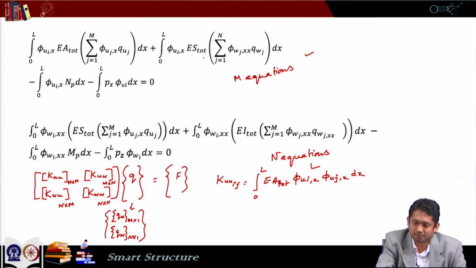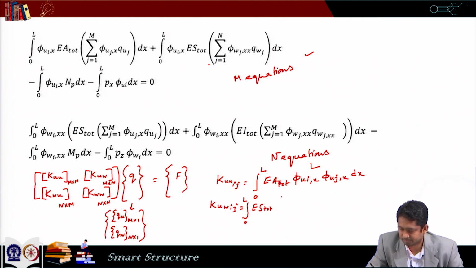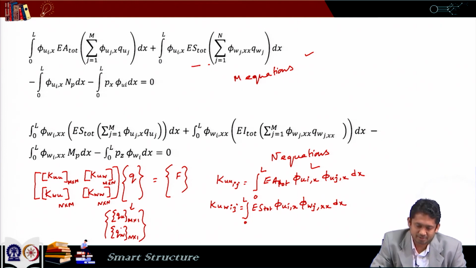Then q u w, which comes from this term, this gives us q u w I j is equal to E s total, then phi u comma phi u I comma x multiplied by phi w j comma x x dx. So, this comes from this. Now, this gives us q w u.